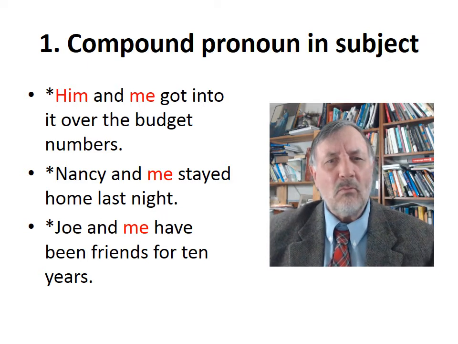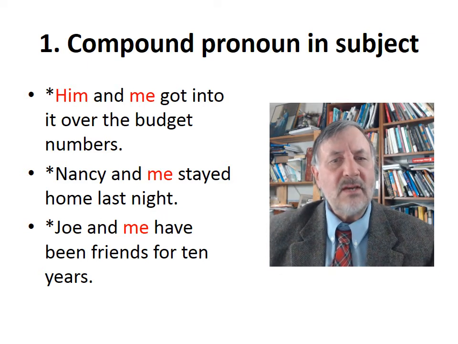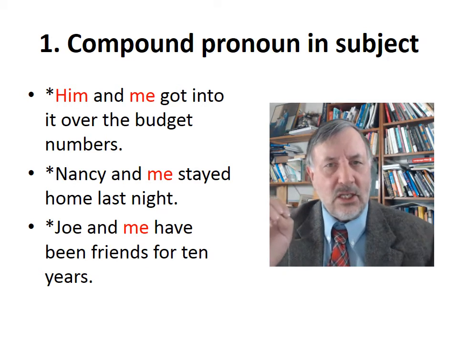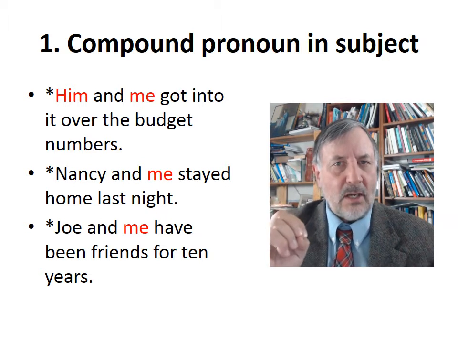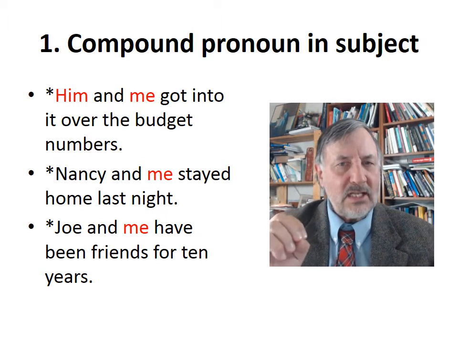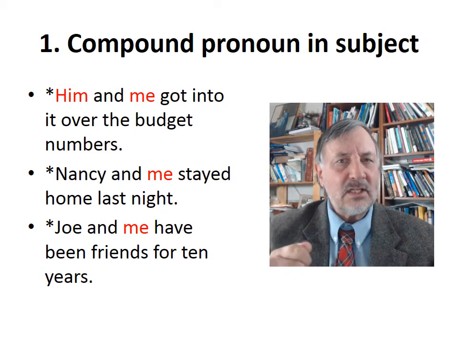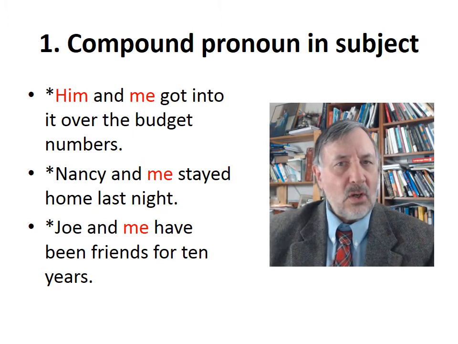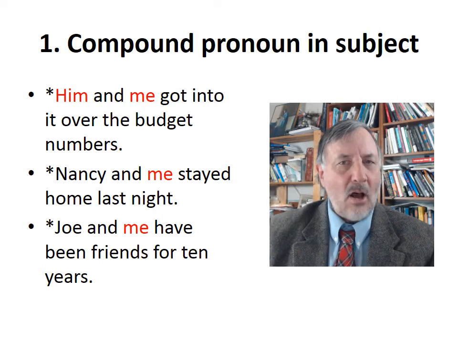"Nancy and me stayed home last night." "Joe and me have been friends for 10 years." Now in each one of these, we see the usage of the objective pronoun, the pronoun that should represent the object, being used as the subject of the verb. So we are going to take a look at how we can recognize this and how we can correct it.